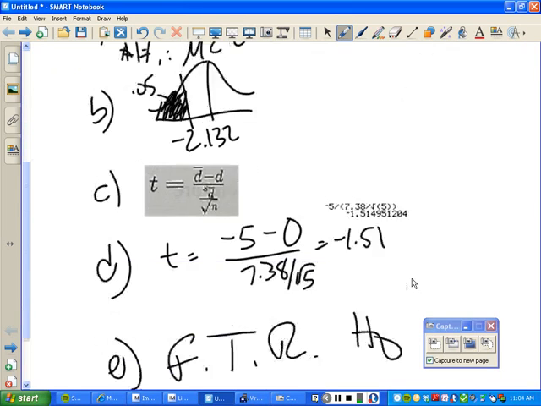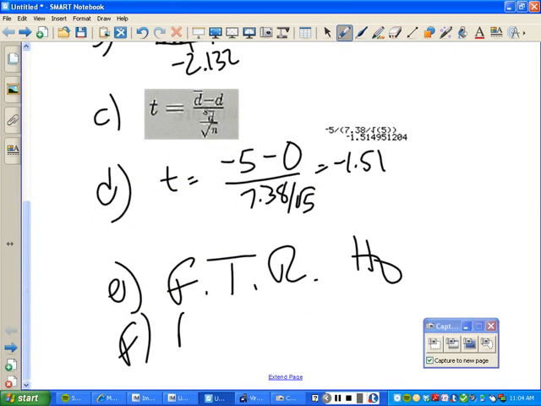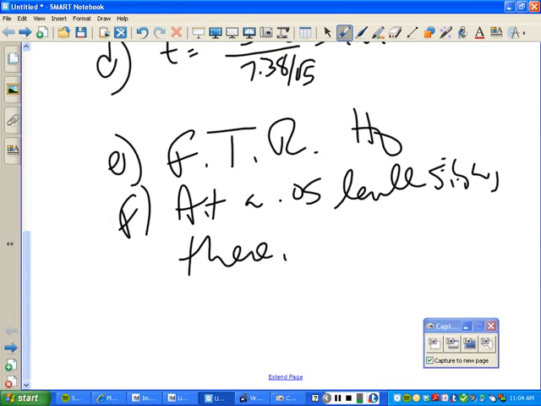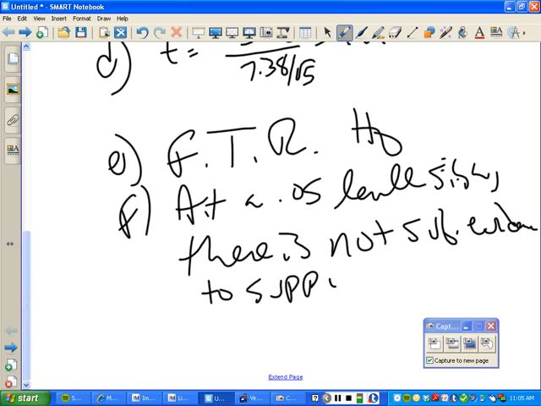So in this particular case, what are you going to say? At a 0.05 level of significance, there is not sufficient evidence to support the claim that mu d is less than 0.